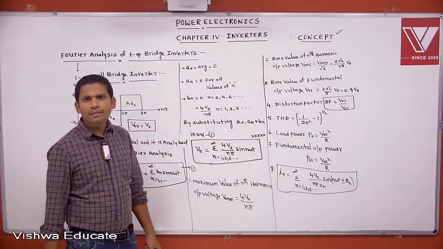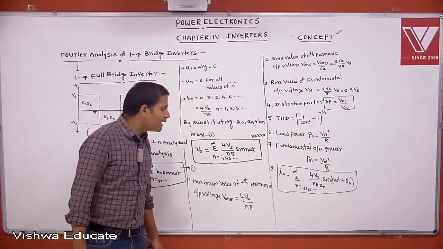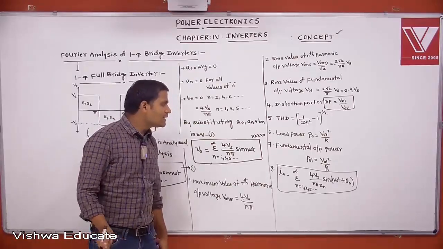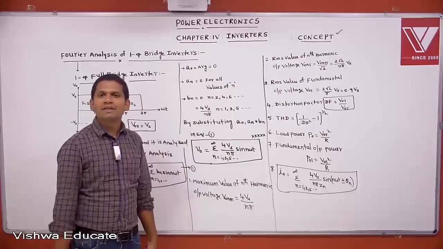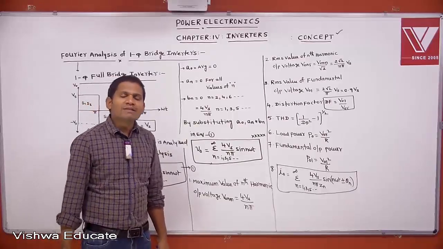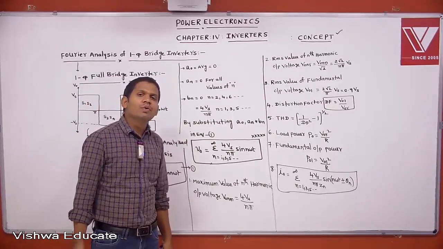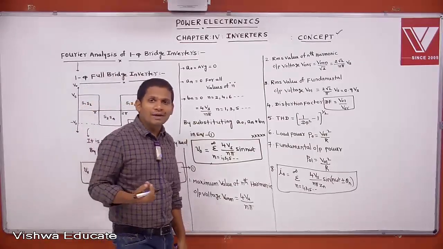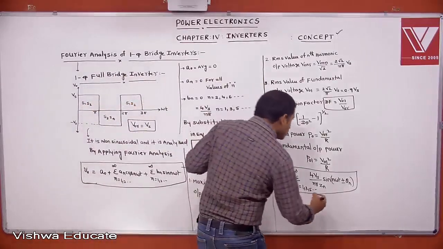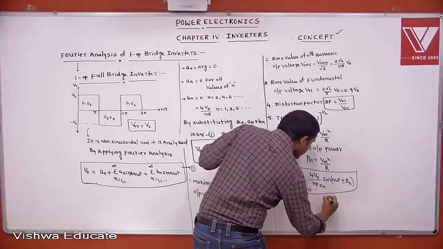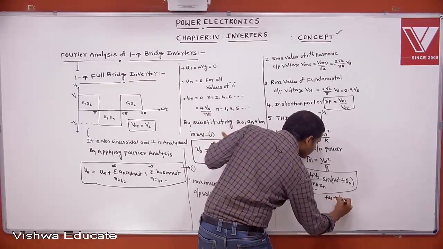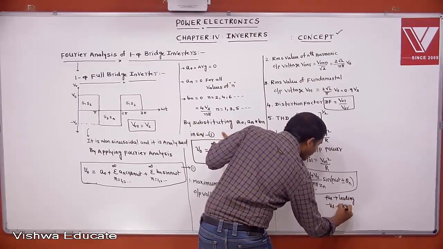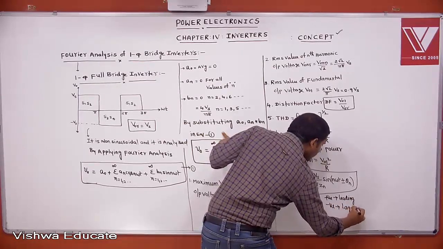I naught equals summation n equal to 1, 3, 5 up to infinity of 4Vs by n pi Zn sin of (n omega t plus or minus theta n). Why do we take plus or minus theta n? Based on the load parameters the current may be lagging or leading. Positive is for leading, and negative is for lagging current.